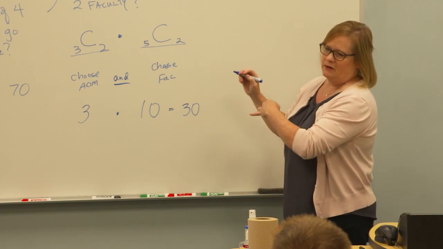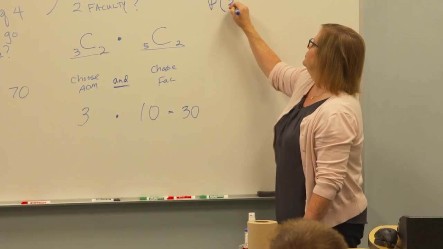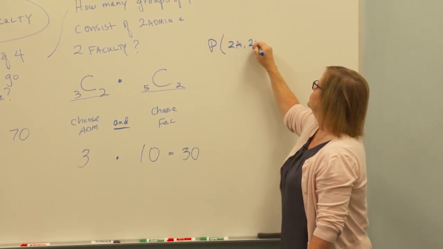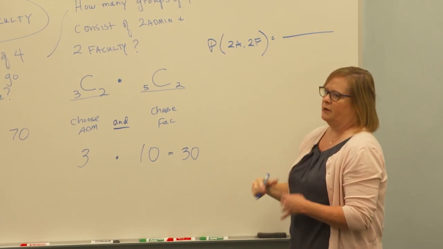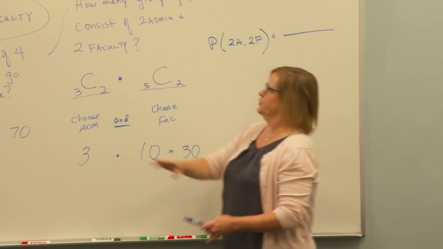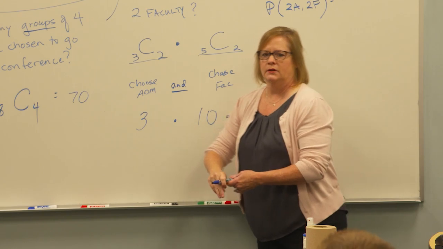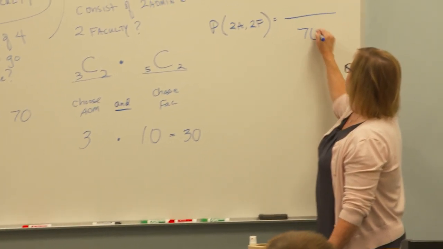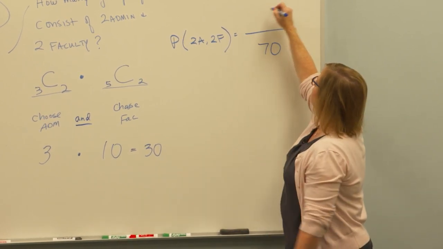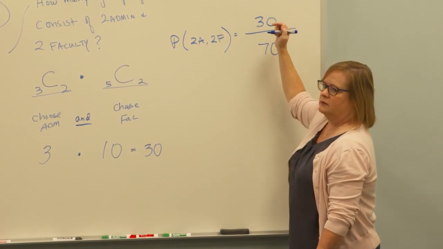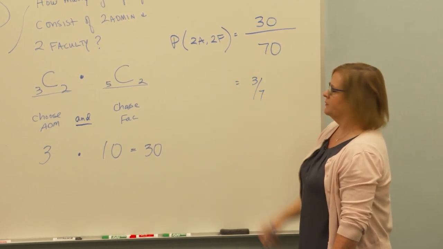So the probability part of it would be, what's the probability that I end up picking 2 administrators and 2 faculty? You see why first you had to count up how many just non-distinct groups of 4 there were. There's 70 altogether, and that has to be your denominator, because that's what you have to choose from. And then what goes in the numerator? Yeah, the 30 that you figured out. 30 out of the 70. I could reduce that to 3/7.